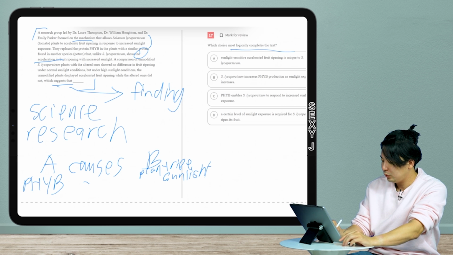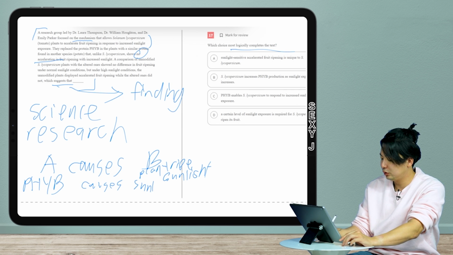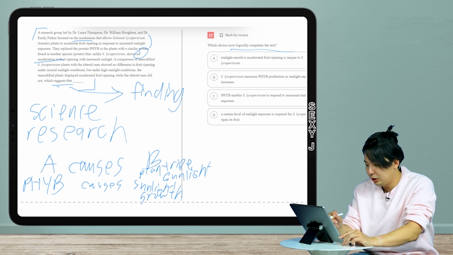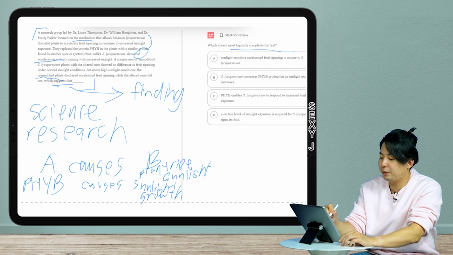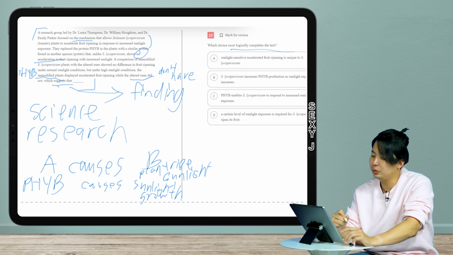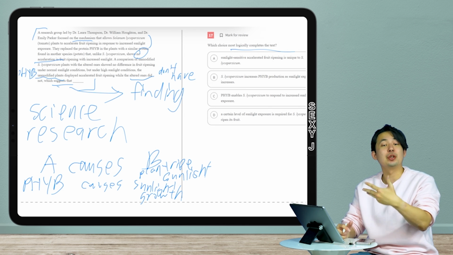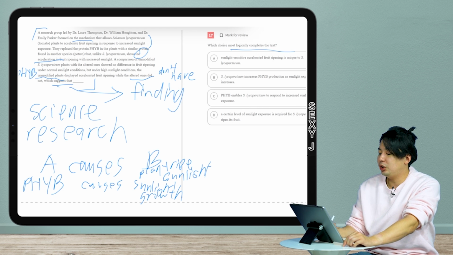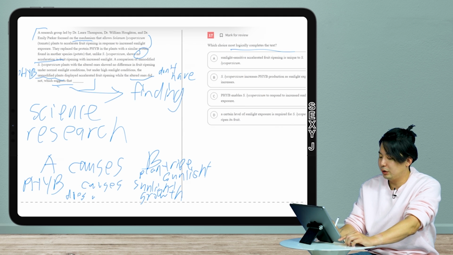So PHYB causes sunlight growth, that stuff. How did I know that? Look here. On comparison, we see the unmodified plants. So this is all we have to check. My unmodified plants are the ones that keep PHYB, and the altered ones are the ones that don't have PHYB. So what do we have? The ones that kept the PHYB grew. The ones without the PHYB did not grow. So what is my final suggestion? PHYB does make stuff grow.